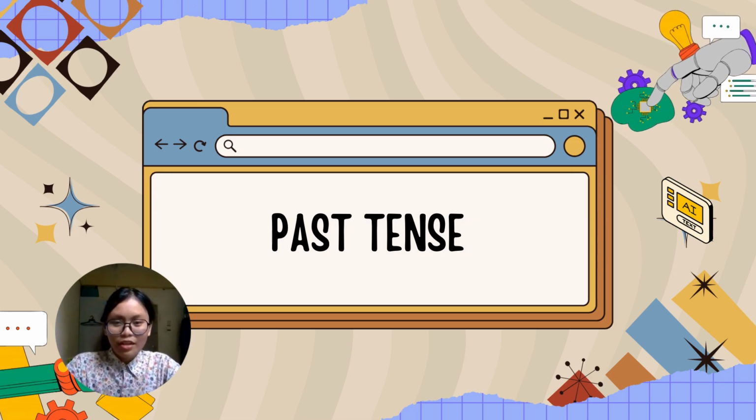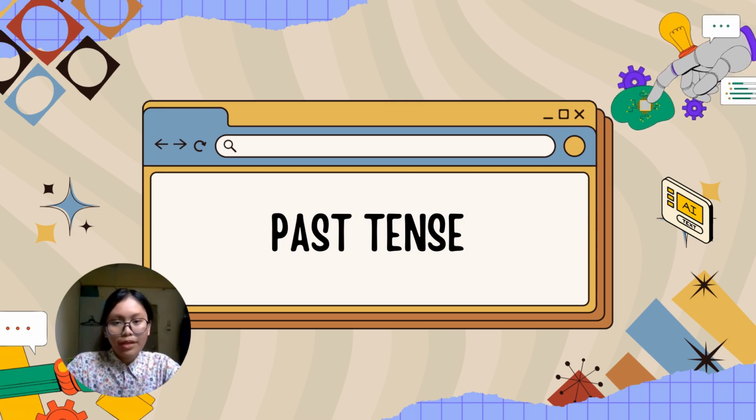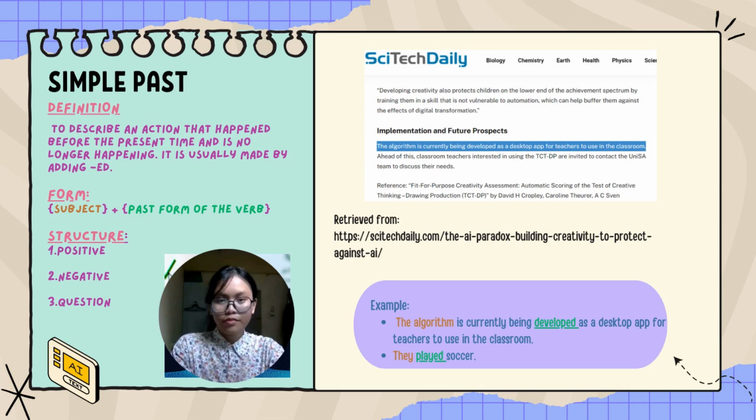Moving on to past tense, there are four different types of past tense, which are simple past, past continuous, past perfect, and past perfect continuous. The first type of past tense is simple past. Simple past is used to describe an action that happened before the present time and is no longer happening. Usually, we will add ed at the end of the past form of the verb to form the simple past form.